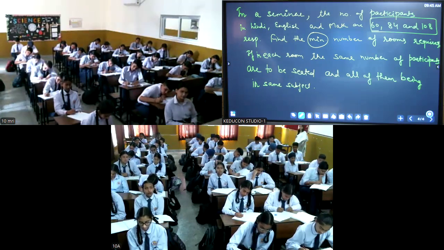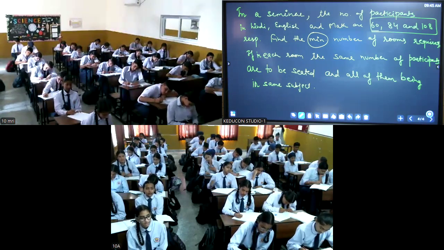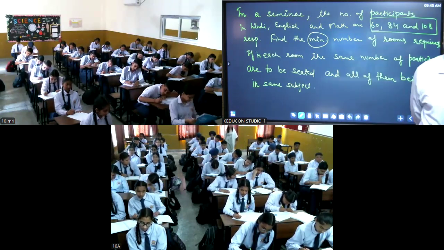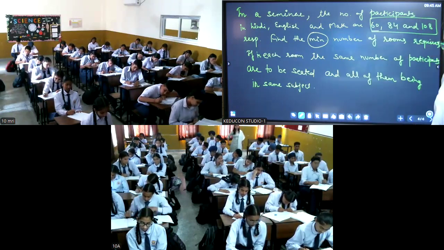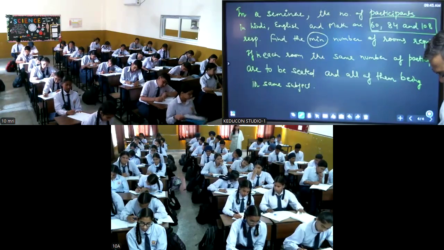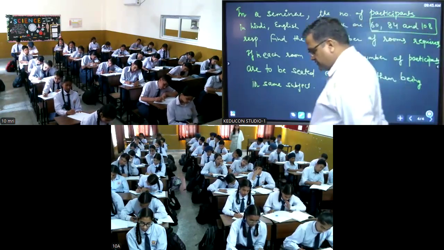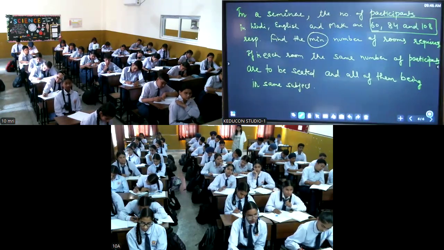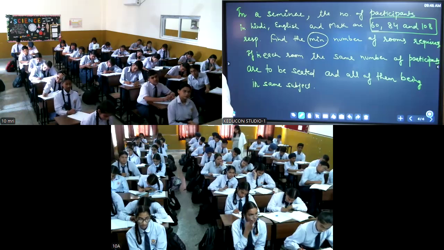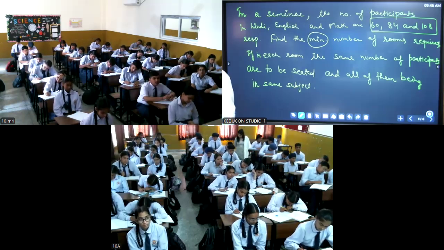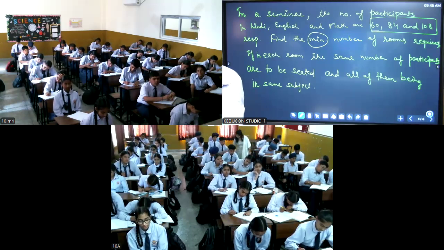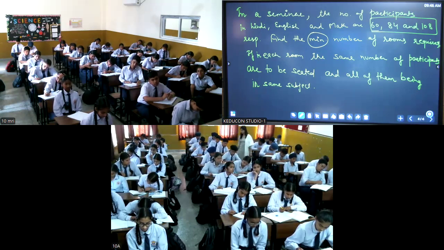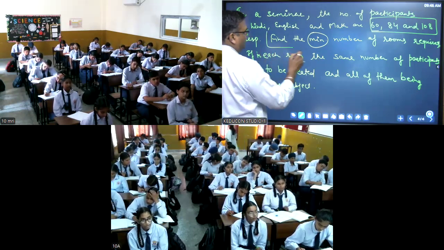Twelve. हाँ जी बच्चे, 12 आ गया. Now what will be the answer of this question? Your HCF comes out to be 12, right? What will be the answer for the question? Half part of the question is done now. See, what we have to find? Number of rooms.